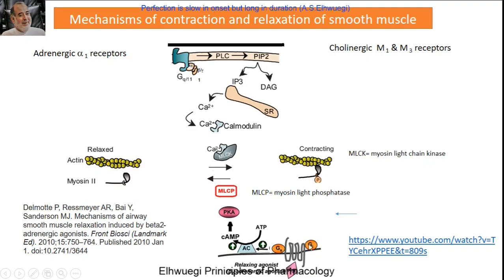We have said that M3 receptors in blood vessels don't result in contraction but in relaxation. Why does this happen? Because when we stimulate the M3 receptors on the blood vessels, they will lead to the release of nitric oxide from the endothelial cell. This nitric oxide in the cytoplasm of the cell will lead to stimulation of guanylyl cyclase. This guanylyl cyclase will convert guanosine triphosphate into cyclic guanosine monophosphate.